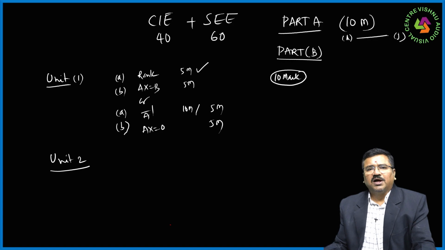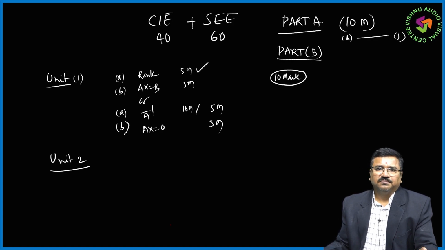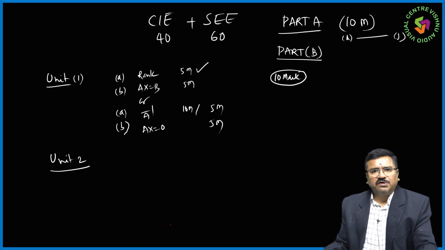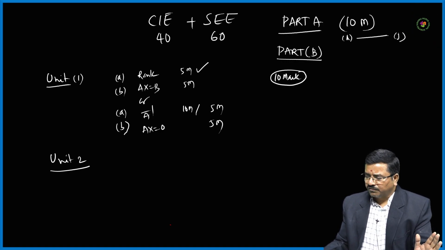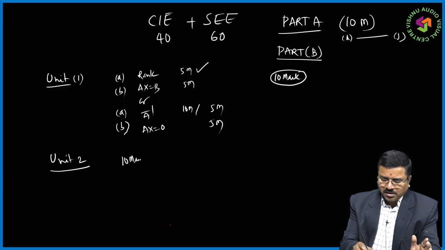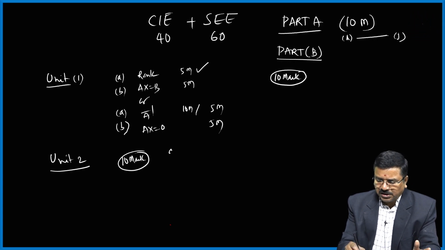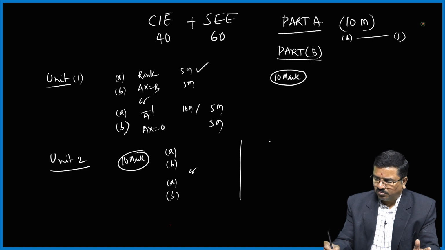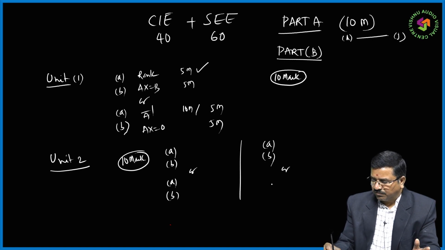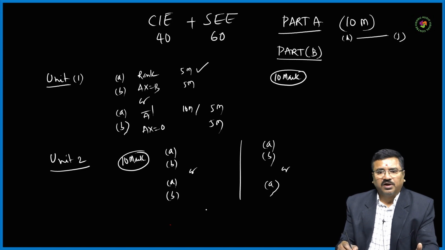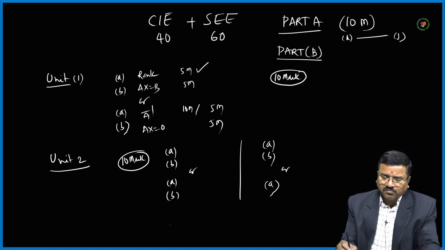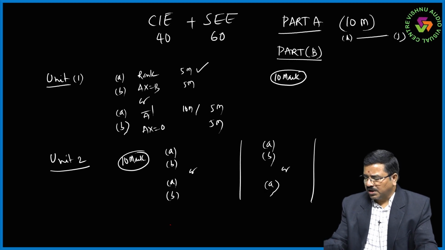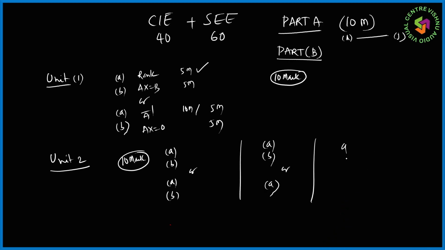Unit 2 is completely connected with eigenvalues and eigenvectors. If you are perfect in computing eigenvalues and eigenvectors, we can easily score 10 marks from this unit 2. Particularly, questions will be asked like A or B. Sometimes they will ask only one question, A. In that case, if 5, 5, 5, 5, they may ask 10 marks also. Sometimes they simply ask A or B, only one question.